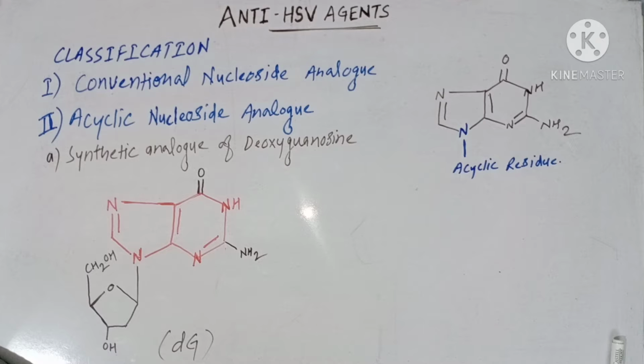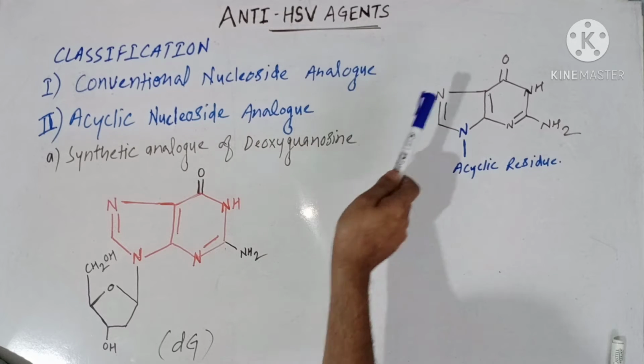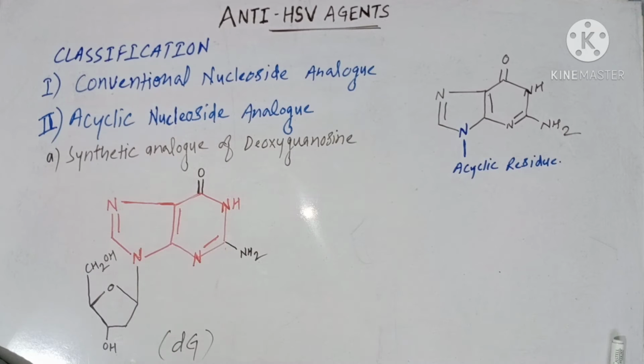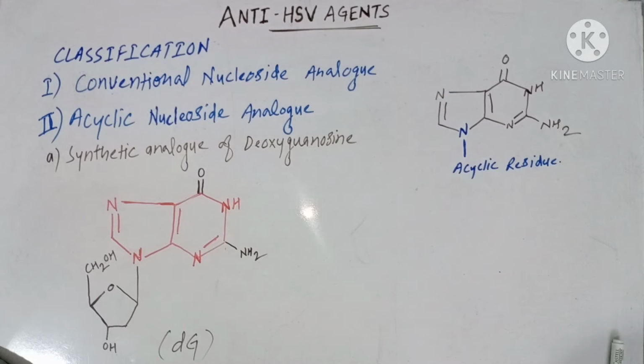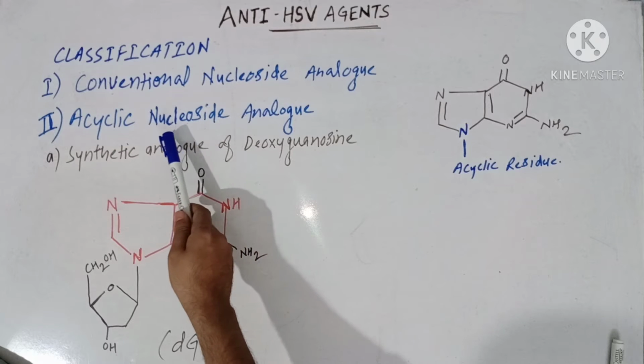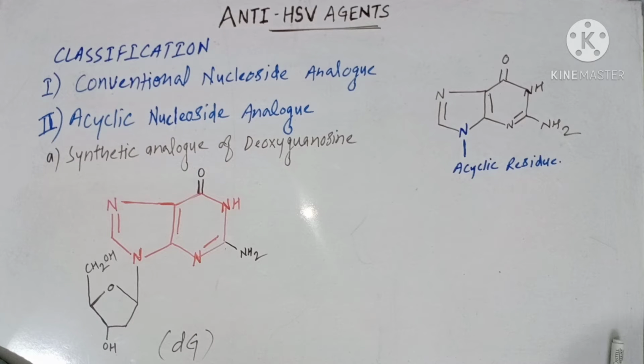Today in this session we will discuss classification of the second class of anti-HSV agent, that is acyclic nucleoside analog. In the previous lecture we have already covered conventional nucleoside analog. Now today we will discuss the example of drugs which come under this class, acyclic nucleoside analog.